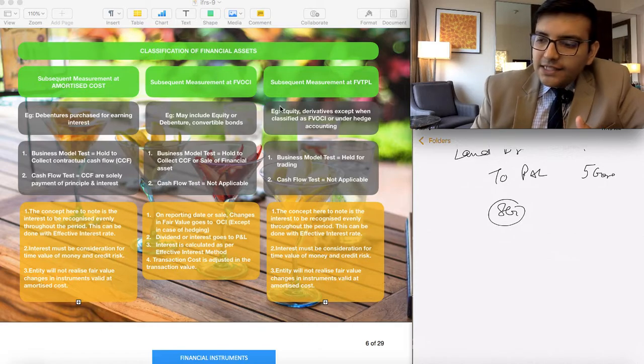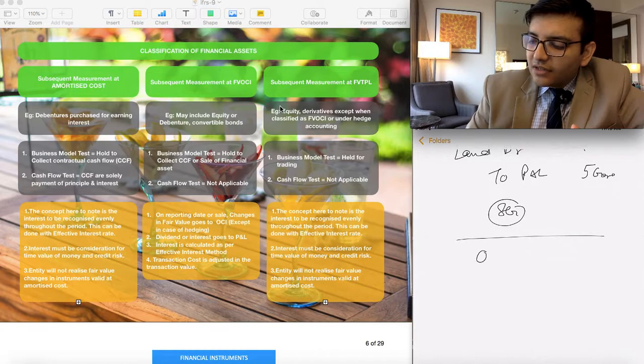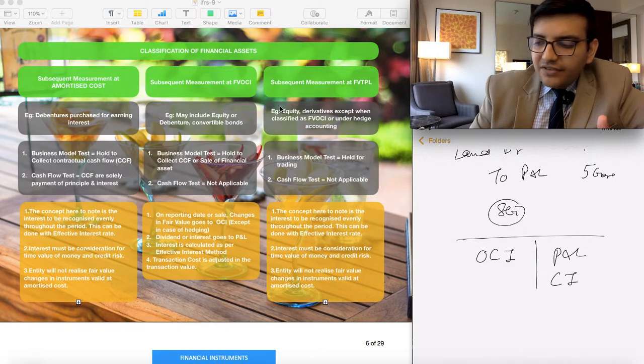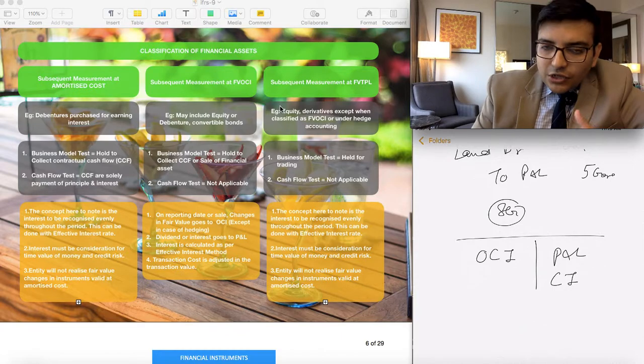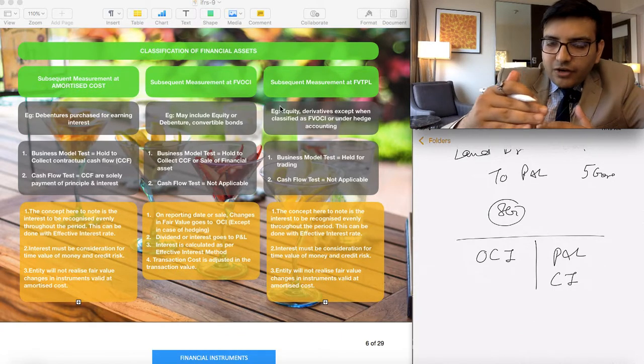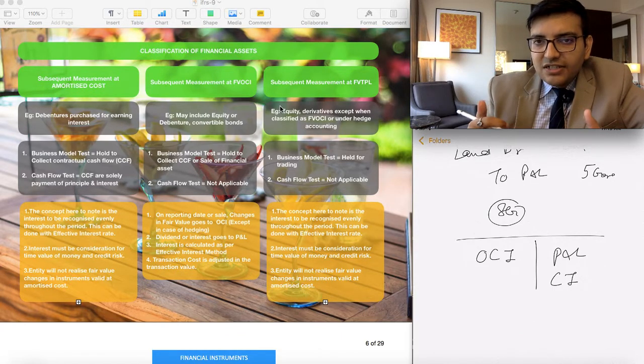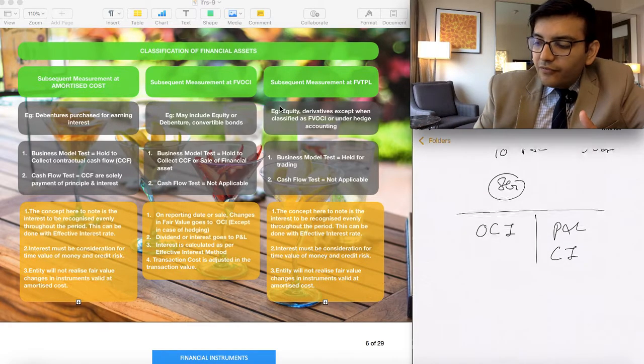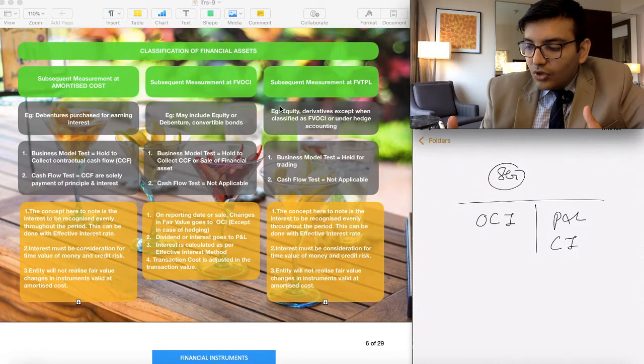So in that case, the concept was introduced, which is called other comprehensive income, which is part of P&L, or you can say profit and loss, called comprehensive income or other comprehensive income. This is the profit and loss statement. So P&L is basically divided into two parts. The second part is other comprehensive income. When you see the statements, you'll come to know.